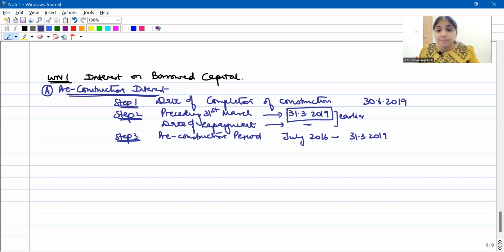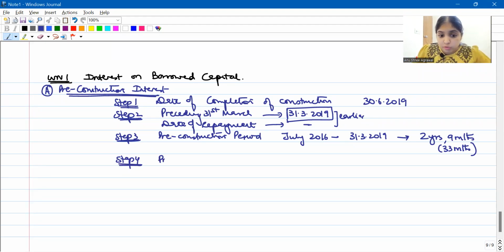Third step, pre-construction period, which starts on the date on which you borrowed the loan and it will end on whenever the step 2 date is. Now, how long is this period? If you see 17, 18, 18, 19, we have 2 full years. So apart from these 2 full years, we have from July 16 to March 17. We have those 9 months also. So it's going to be 2 years and 9 months. I can simply call it as 33 months, guys. This period.